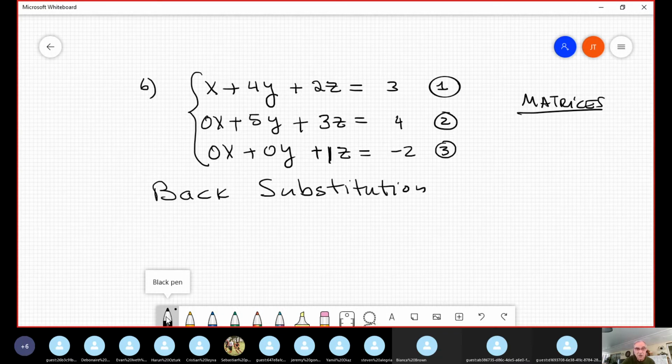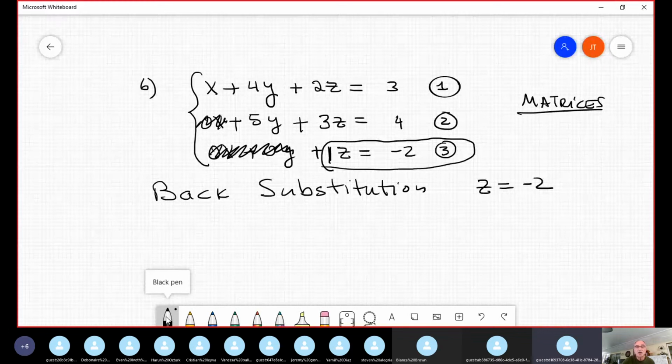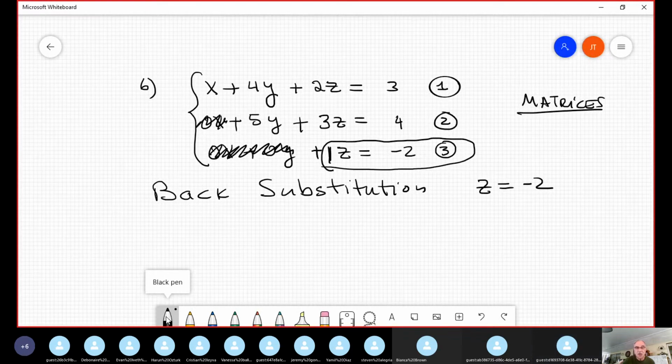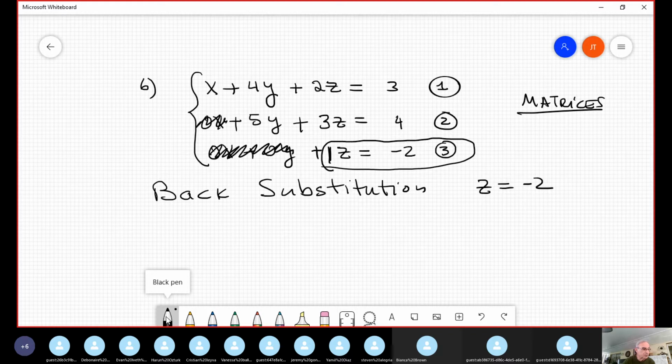What does that mean? I know that z is negative 2, directly from equation 3. So I do backward substitution. Using equation 2, I know the value for z, so I solve for y. And when you have y and z in your hand, go back again to equation 1 and you determine x. Let's do it in that way.